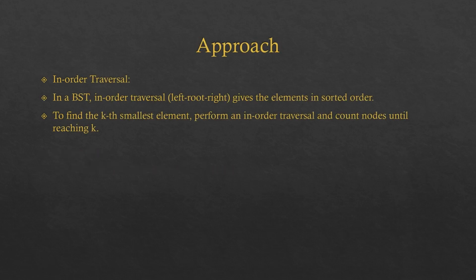To solve this problem, we can use in-order traversal of the BST. In-order traversal processes the nodes of a BST in sorted order: left subtree, root, and then right subtree. By performing an in-order traversal, we can directly access the kth smallest element.